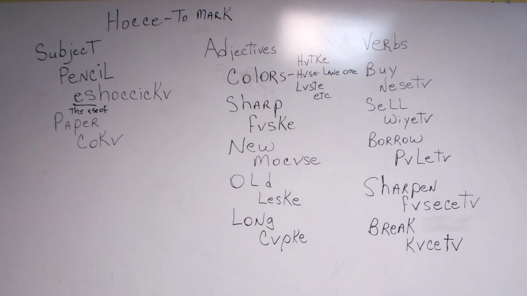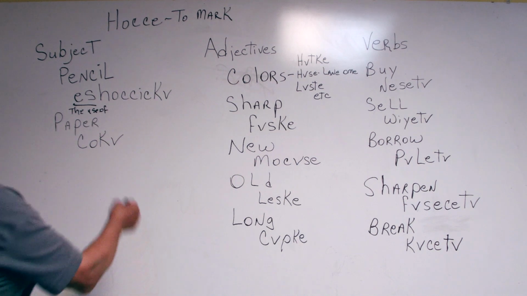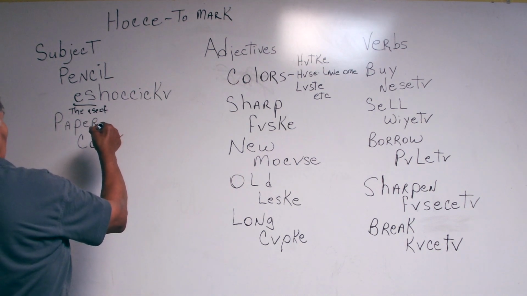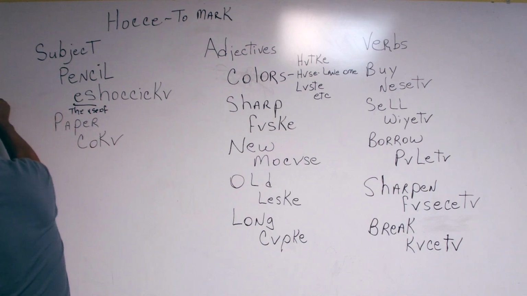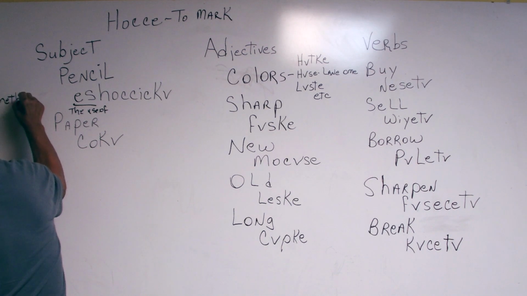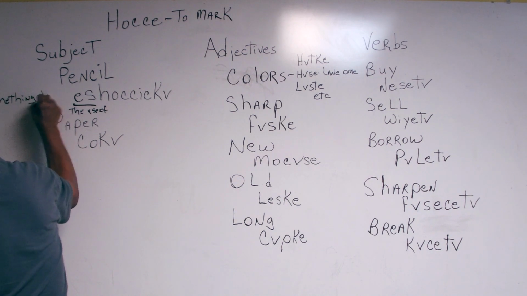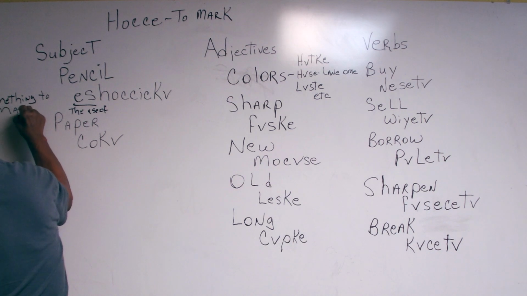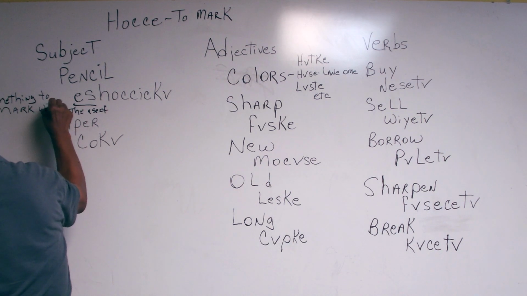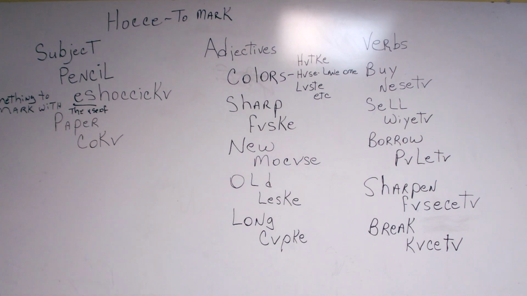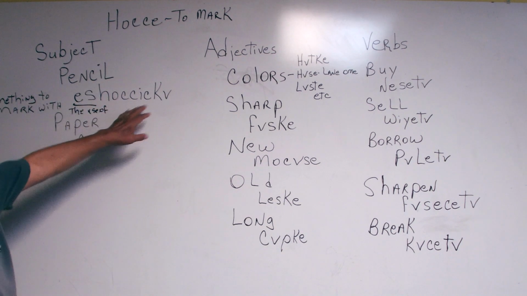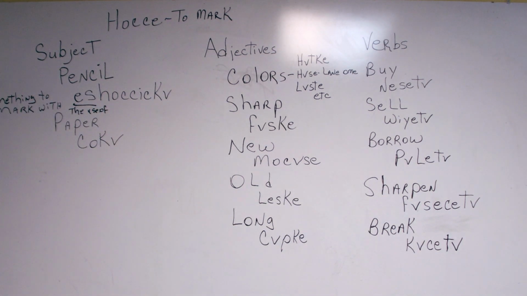But in this case, when we say Eshoccickv, it's something to mark with. Whether that's pencil or whatever, our language is descriptive. It describes the action of marking on something. Something that you mark with is what we're going to go with. Eshoccickv is the use of, or something to mark with. So that's where we get that word.